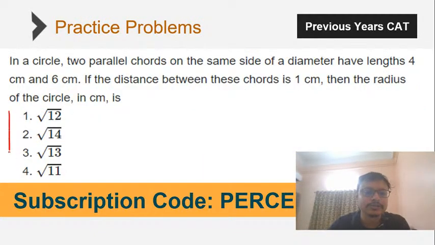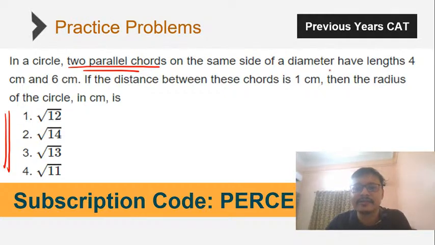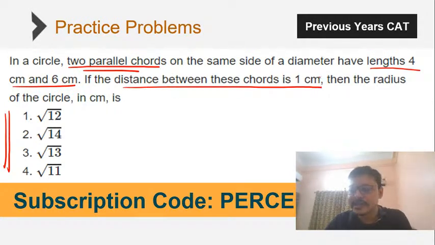Let's move on to the next question. In a circle, two parallel chords on the same side of a diameter have lengths 4 centimeter and 6 centimeter. The distance between these chords is 1 centimeter. Then the radius of the circle is how much? This is again a question on geometry which involves the concept of circles.